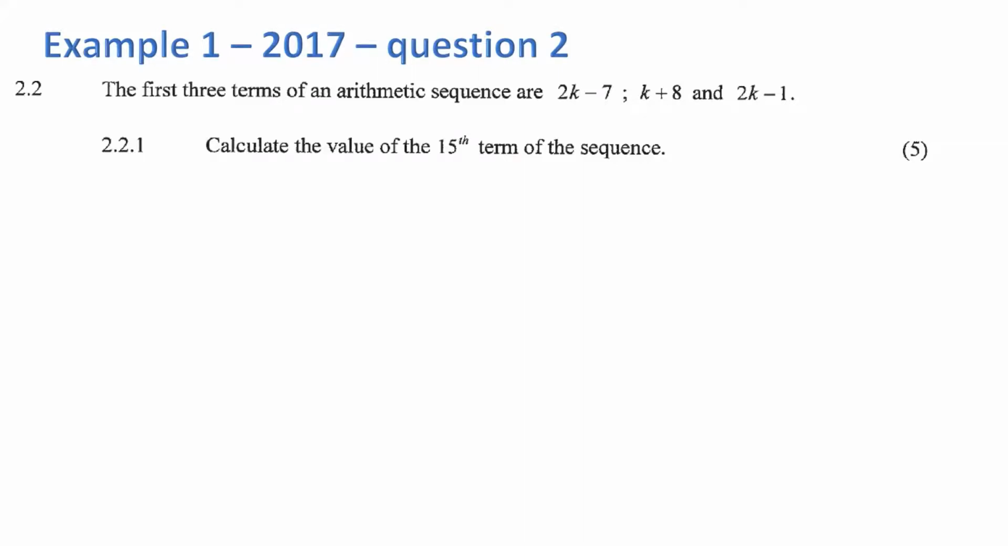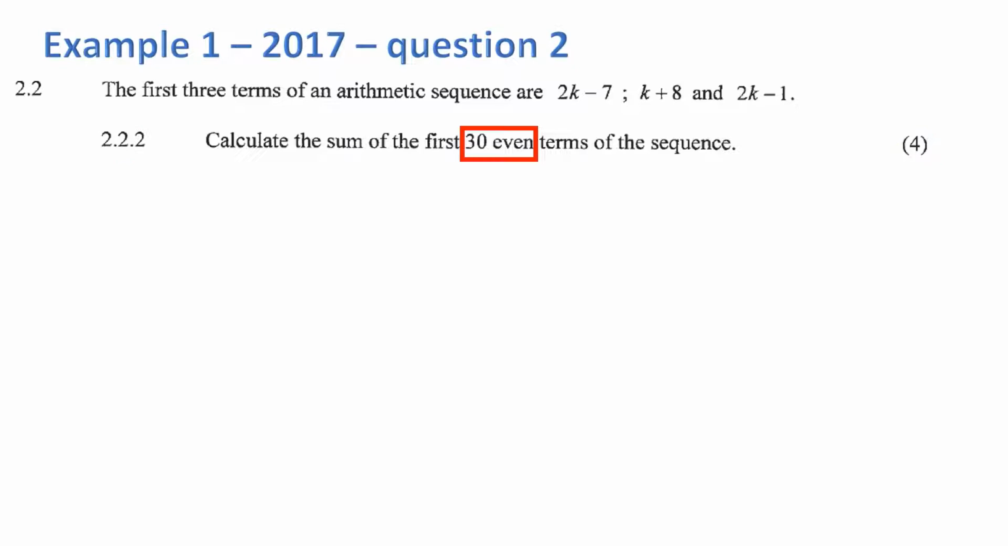For 5 marks, we've got the final two. Okay, so we've got 2.2.1 to do for 5 marks and 2.2.2 for 4 marks. Then we're done. So let's see how it goes.